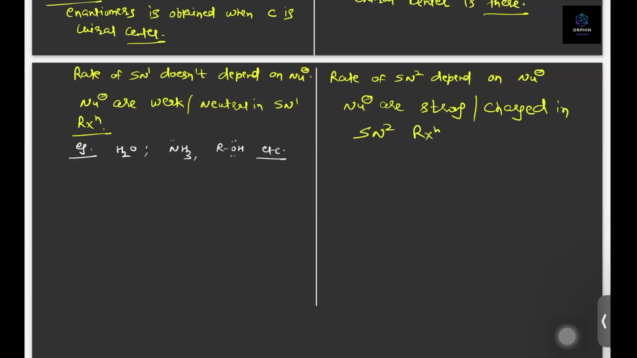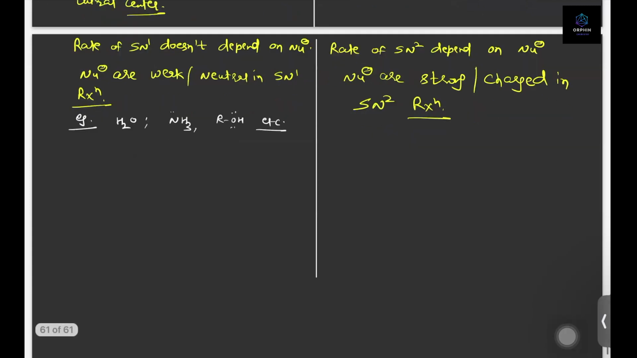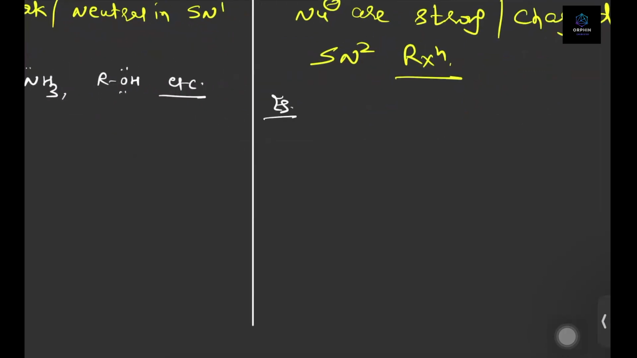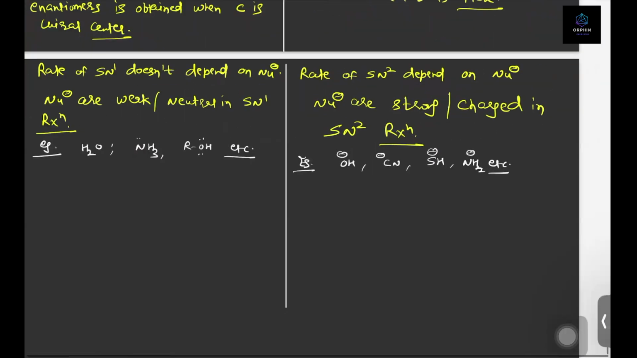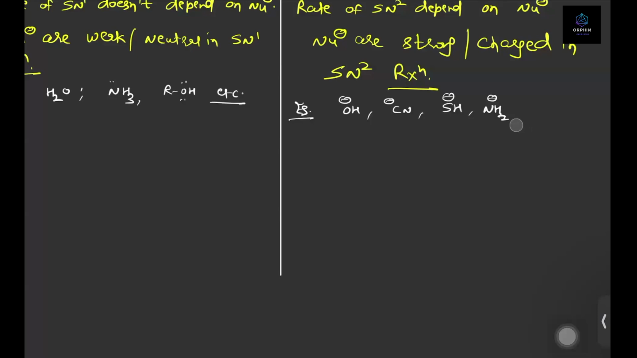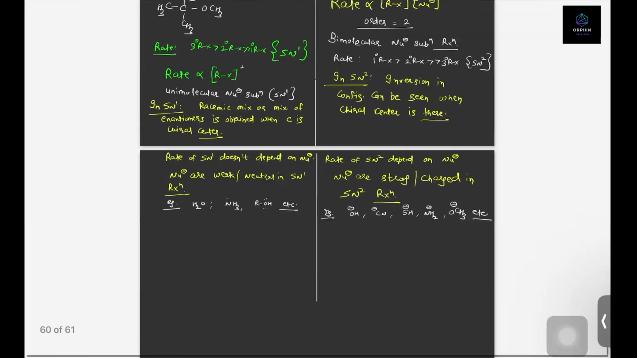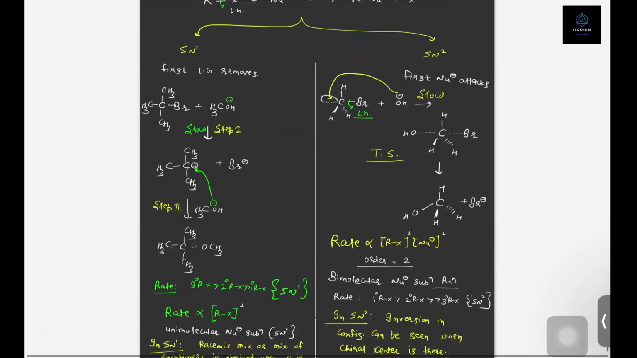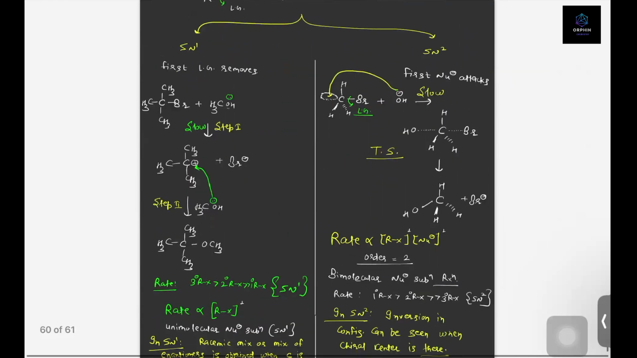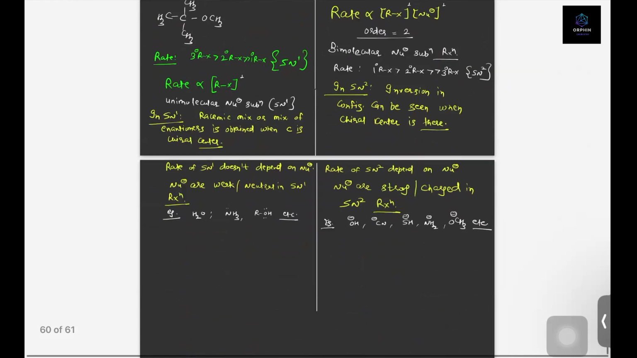In SN2 reactions, we mostly see the nucleophile as the charged one. For example, OH minus, SH minus, NH2 minus, or alkoxides like OCH3 minus. These are the nucleophiles generally seen in SN2 reactions. Fine. So on the basis of the nucleophile, we have also decided.